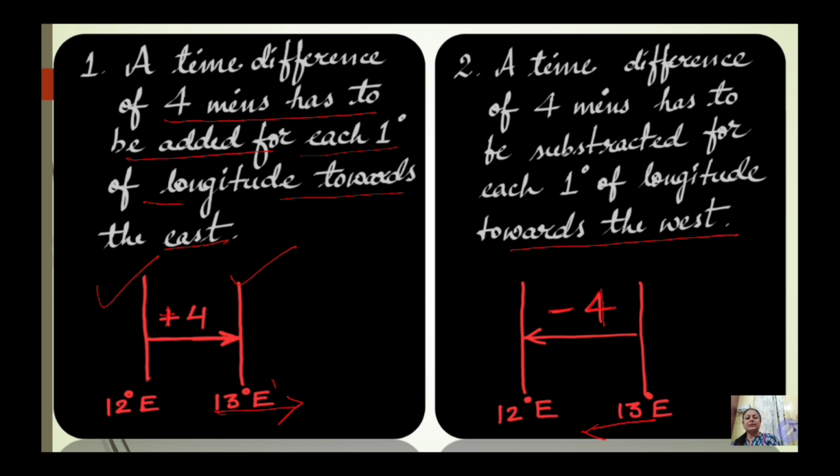So traveling towards east, 4 minutes will be added in time to the next longitude, and in traveling towards the west, because west is always behind in time, sun rays reach late, so 4 minutes will be deducted from one longitude to another. So this is how we calculate time and we find out the time difference.